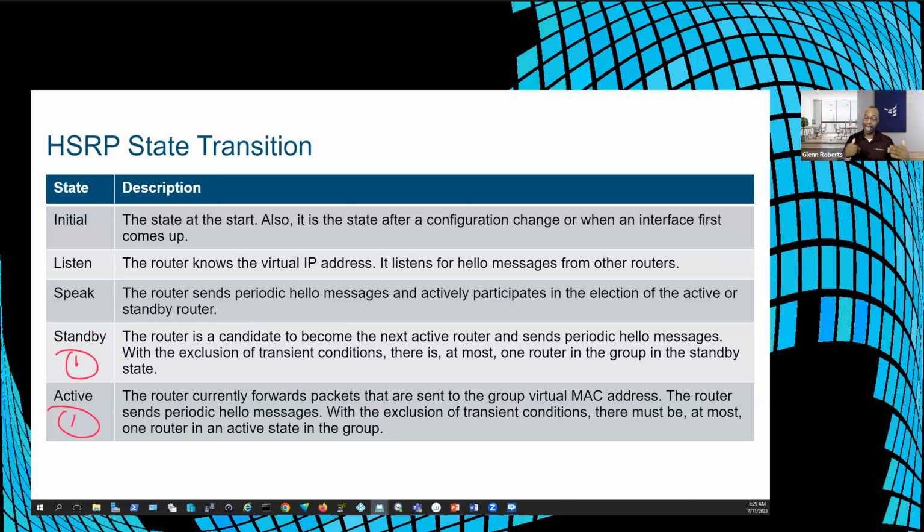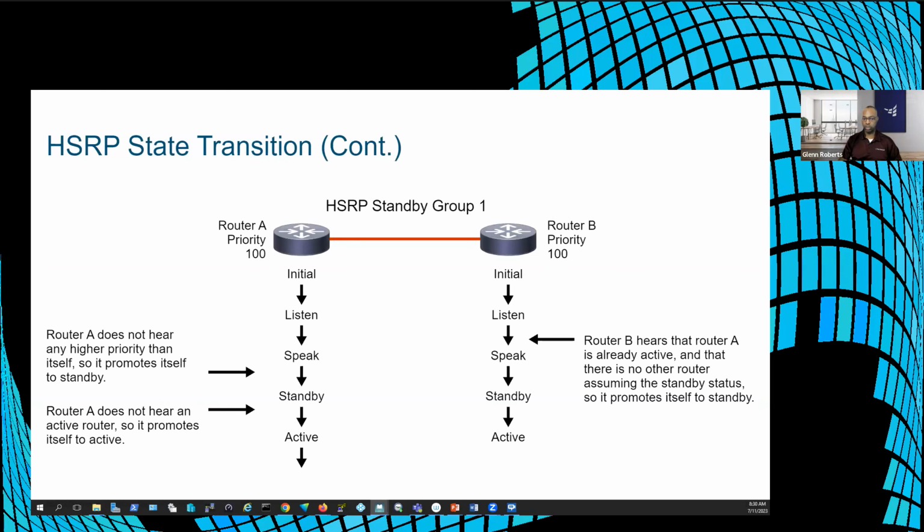Now, in the event I have more than 2 devices, 1 is going to be active, 1 will be standby, and everybody else sits in the listening state. They're just listening for hello messages, waiting for the active to go down. Standby moves to active, and then one of the listeners will move to standby. So again, if you have more than 2, everybody else outside of the active and standby will be in listen mode. And how this plays out is going to be like this.